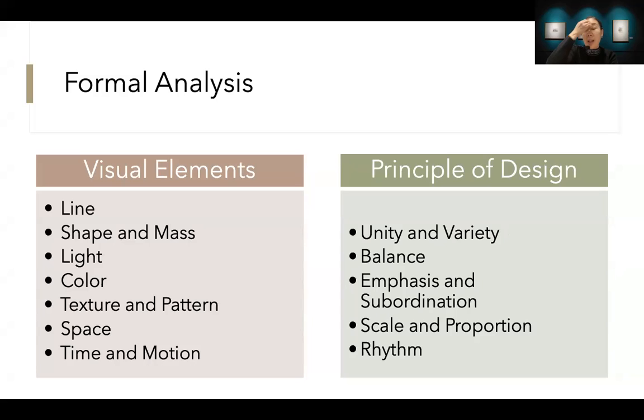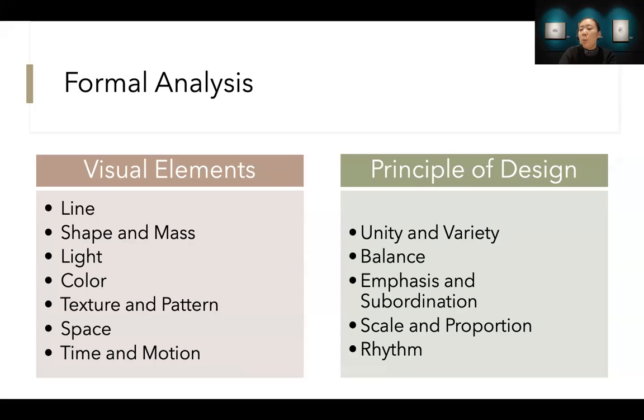Let's see the first analysis method, formal analysis. Basically, formal analysis is to analyze a work of art based on the visual elements and the principles of design we learned so far. The visual elements include line, shape and mass, light, color, texture and pattern, space, time and motion. And the principles of design are usually unity and variety, balance, emphasis and subordination, scale and proportion, and rhythm.